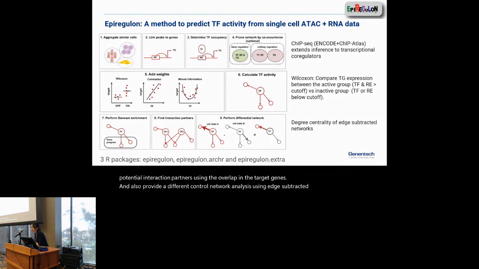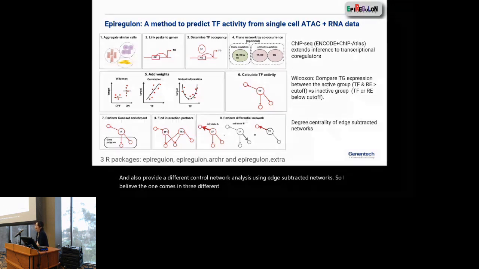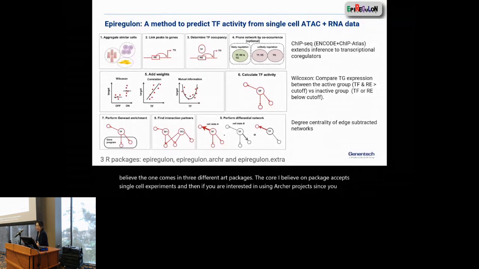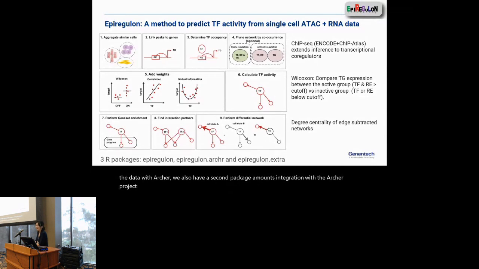So Epiregulon comes in 3 different R packages. The core Epiregulon package accepts single-cell experiments. And then if you are interested in using ArchR projects, since you processed the data with ArchR, we also have a second package that allows integration with the ArchR project output. And then lastly, we have the Epiregulon.extra package that allows you to visualize the data and perform differential network analyses.